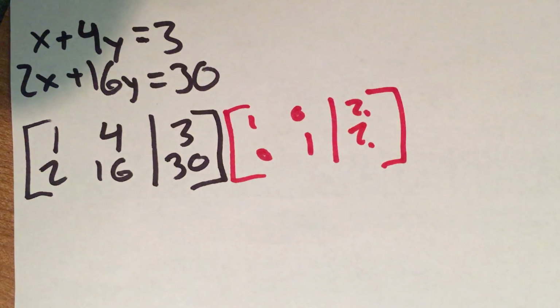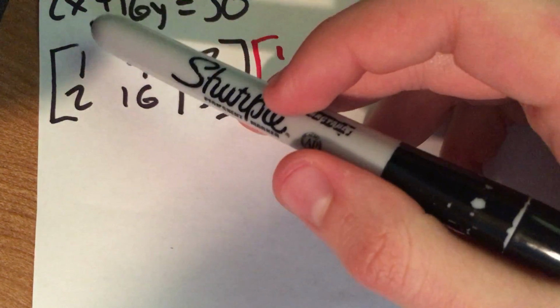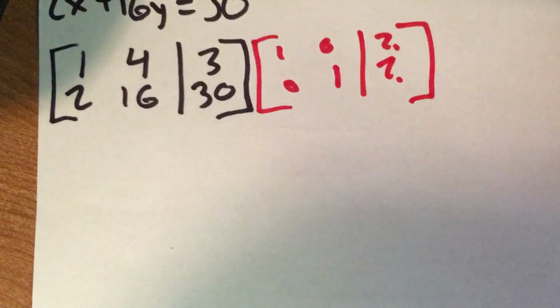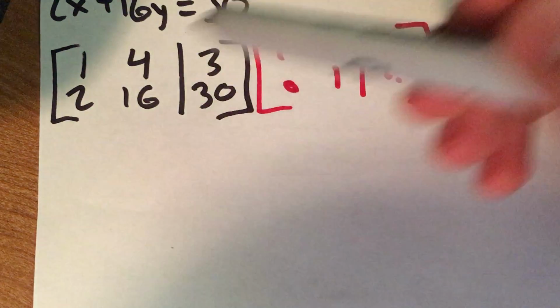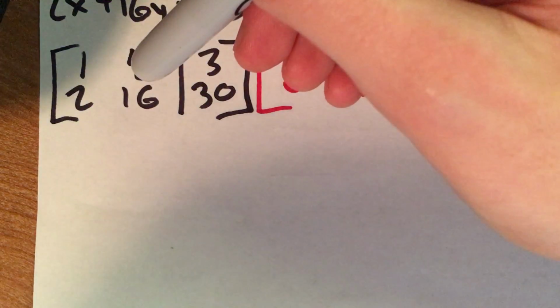So how do we get there? Well, like I said, this needs to be a 1 here. We already have a 1. Pretty lucky. Alright, so we can move on.